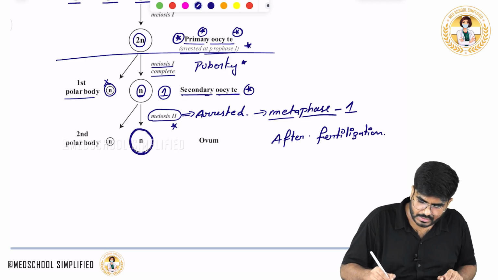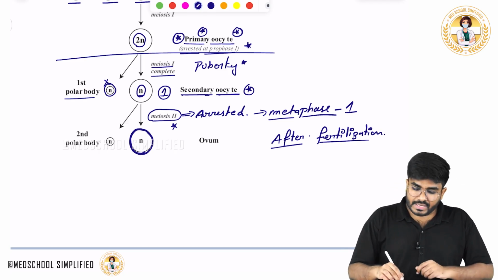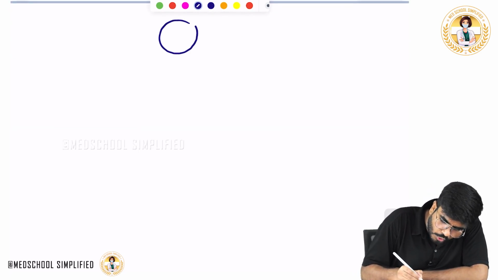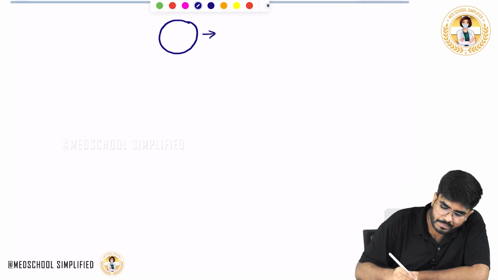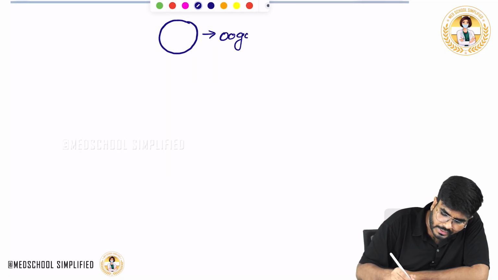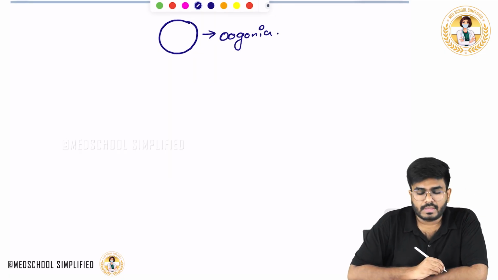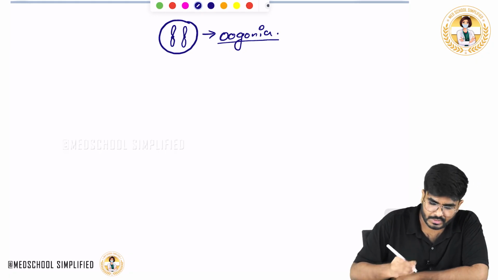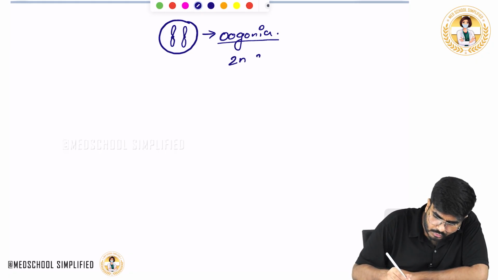Okay, after fertilization. For easy understanding purpose, let's write something like this. First, you are going to have an oogonia. Here is an oogonia. Now, this oogonia is diploid, so two sets of chromosomes are going to be there. So, it is 2n, 2c.